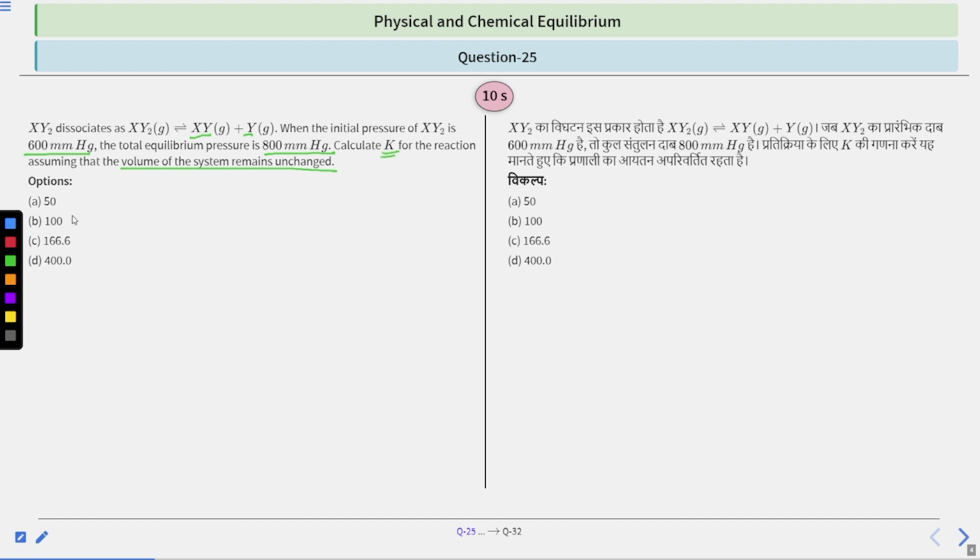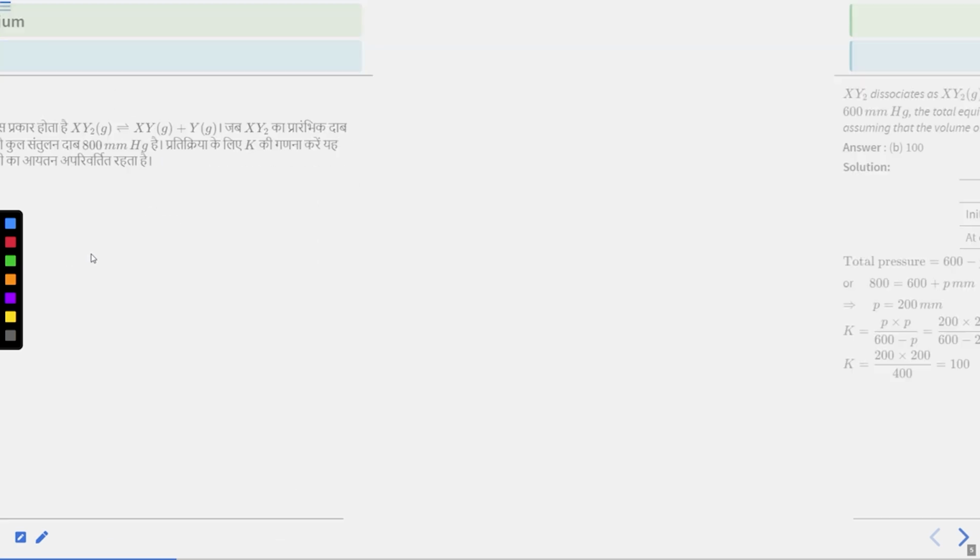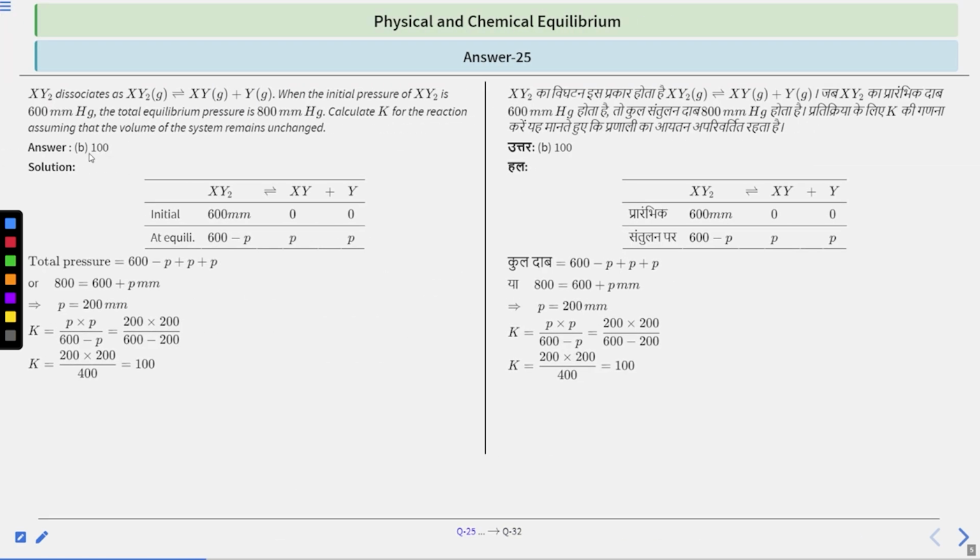Options are 50, 100, 166.6 or 400. You have 10 seconds to solve this question. After that, we will see the answer. Okay, so our correct answer is option B, that is 100.